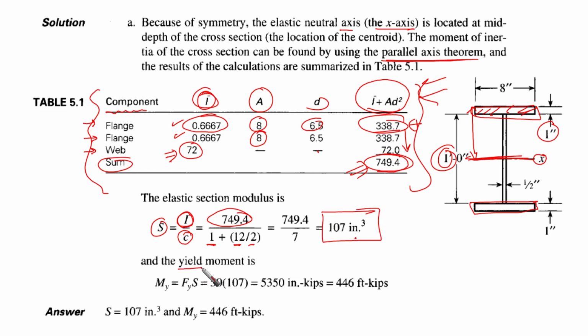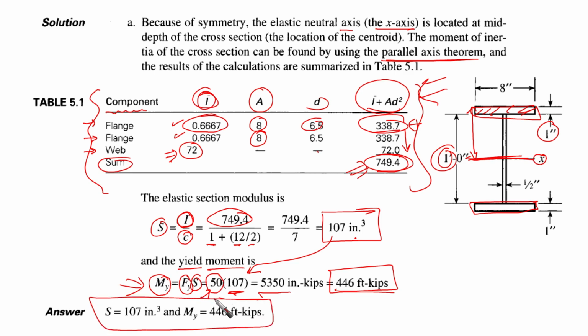And based on this, our yield moment is going to be M yield equal to F yield times S. Our section is made of steel with yield stress equal to 50, times the S that we have already obtained, 107. Then the yield moment is going to be 446 foot kips. Okay, so the answer is the elastic section modulus is 107 inch to the power 3, and the yield moment is 446 foot kips.